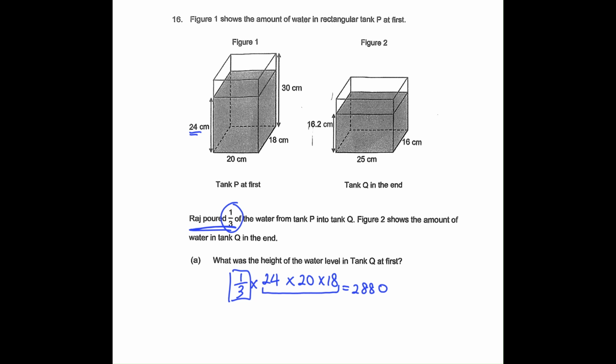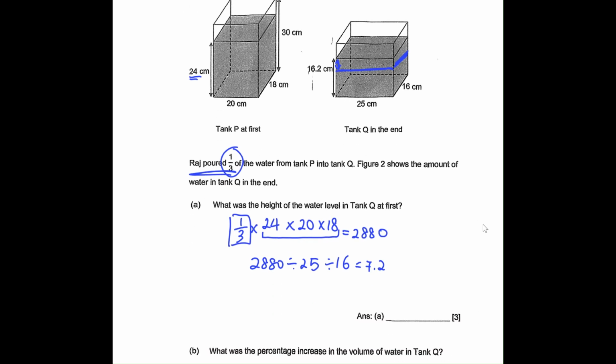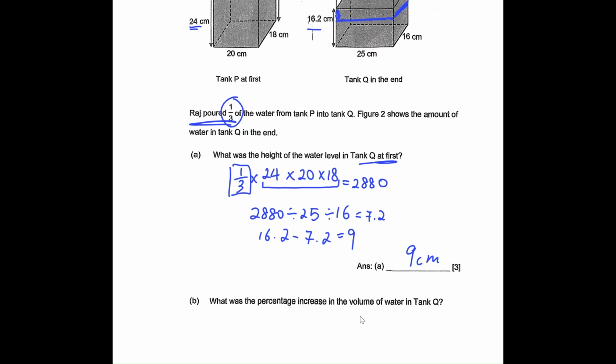In order to know the increase in height, I need to use that volume, divided by the length and the breadth. So 2880 divided by 25, divided by 16. I'll get 7.2. Okay, so because of that pouring, tank Q's height increased by 7.2. So what was the height of the water in tank Q at first? 16.2 minus 7.2, which gives you 9. Okay, so 9 cm.